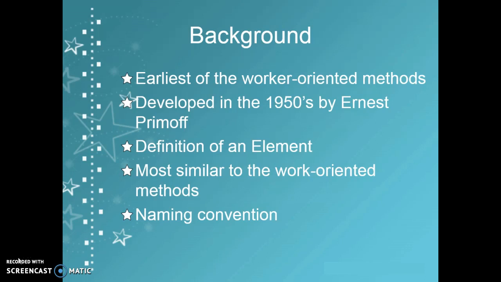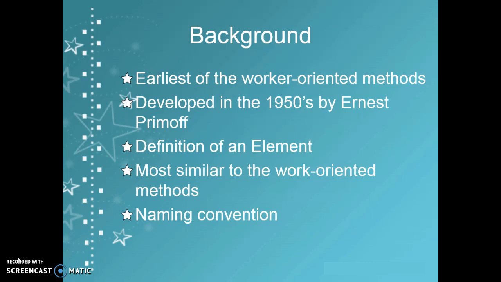The job element method is the earliest sort of worker-oriented methods, and it was developed in the 1950s by Ernest Primoff along with the U.S. Civil Service Commission. The definition of an element is that it's a combination of behaviors and associated evidences. Recall that we read about an element in the first chapter, that is the smallest unit of work with a beginning, middle, and end. An element here is a similar concept.